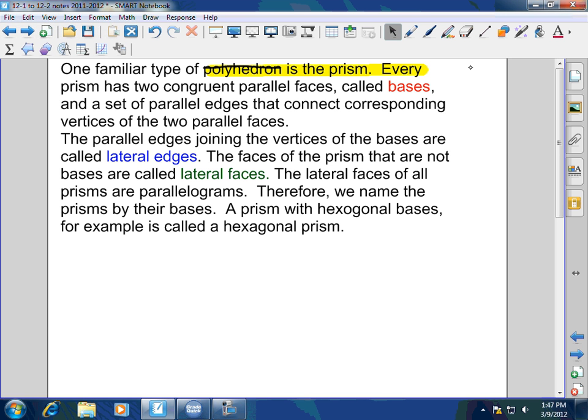I'm going to explain all of this in figures now. The parallel edges joining the vertices of the bases are called lateral edges. The faces of the prism that are not the bases are called lateral faces. The lateral faces of all prisms are parallelograms. Therefore, we name the prisms by their bases. A prism with hexagonal bases, for example, is called a hexagonal prism.